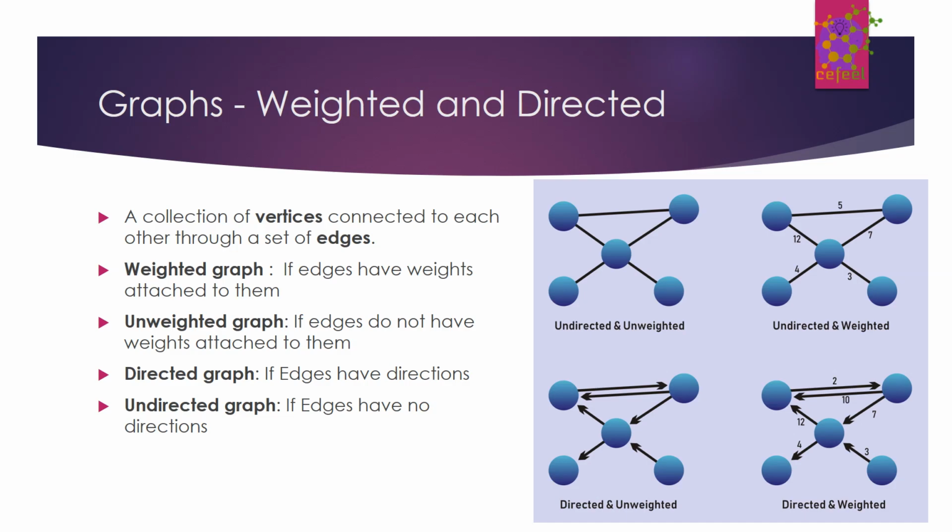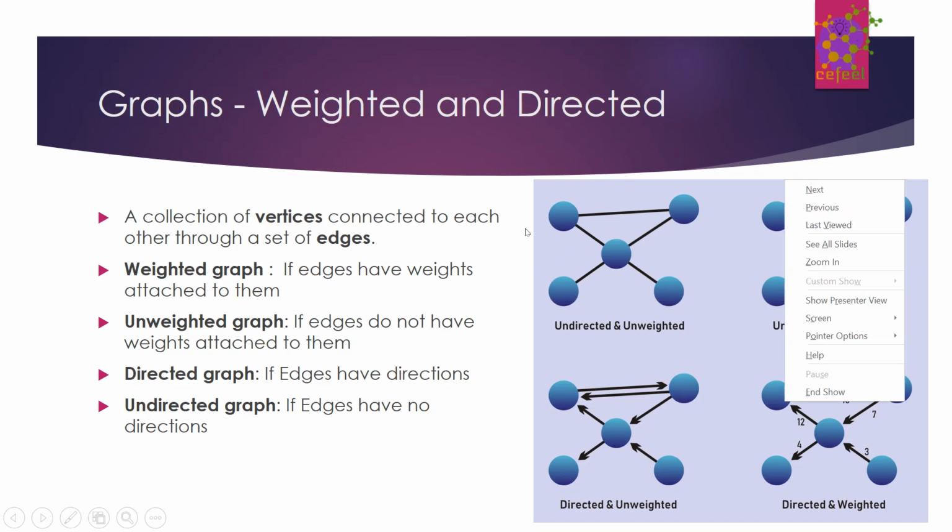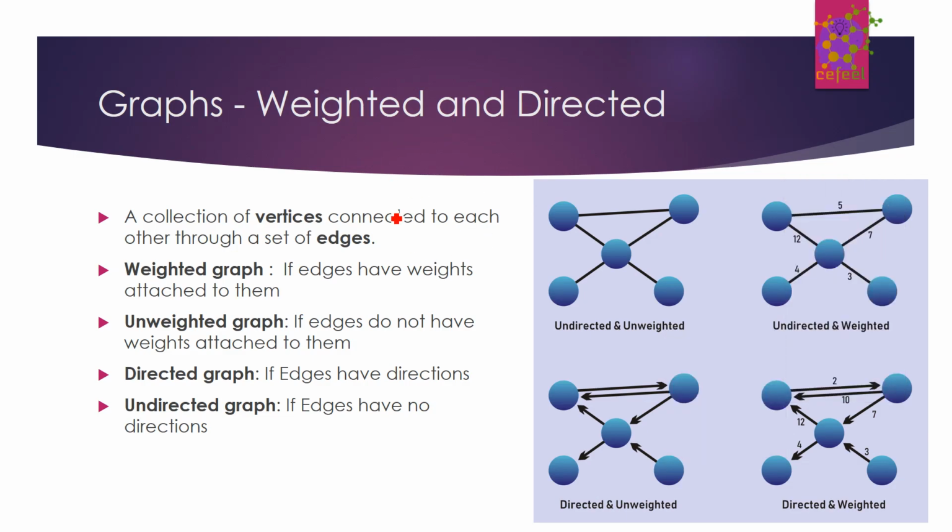So what is a graph? A graph is nothing but a collection of vertices which are connected to each other through a set of edges. So on the right hand side you can see we have actually 4 graphs, and in each graph there are nodes and there are edges. Between the nodes they are connected together through edges. So when we have such a collection of vertices and certain edges, we call it a graph.